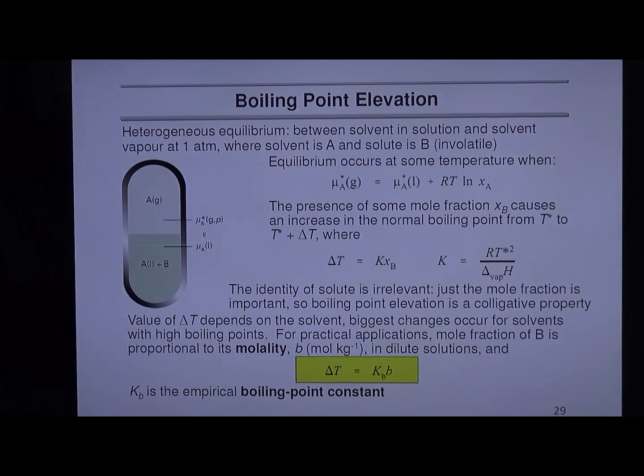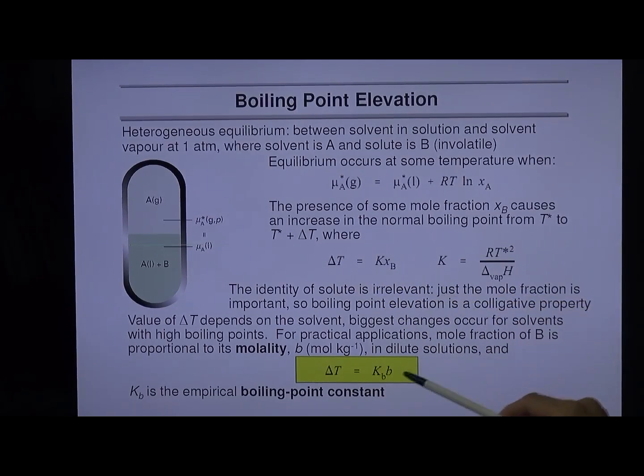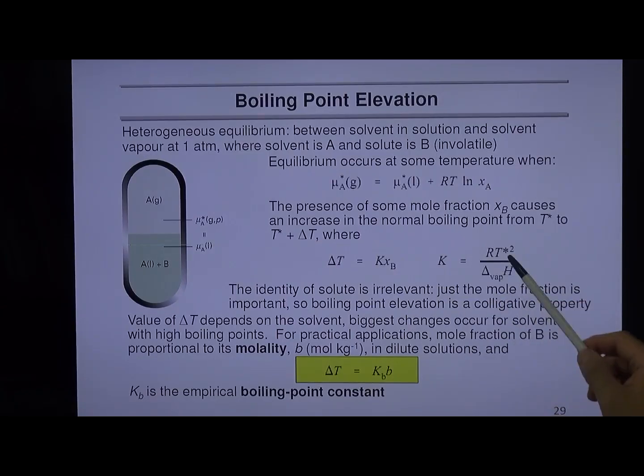And usually, instead of using mole fraction, people use concentration, such as molality. So we can change this same expression by replacing x_B by b, molality. Then the constant will also be changed. For this expression, we call K_b the boiling point constant. Can you follow?